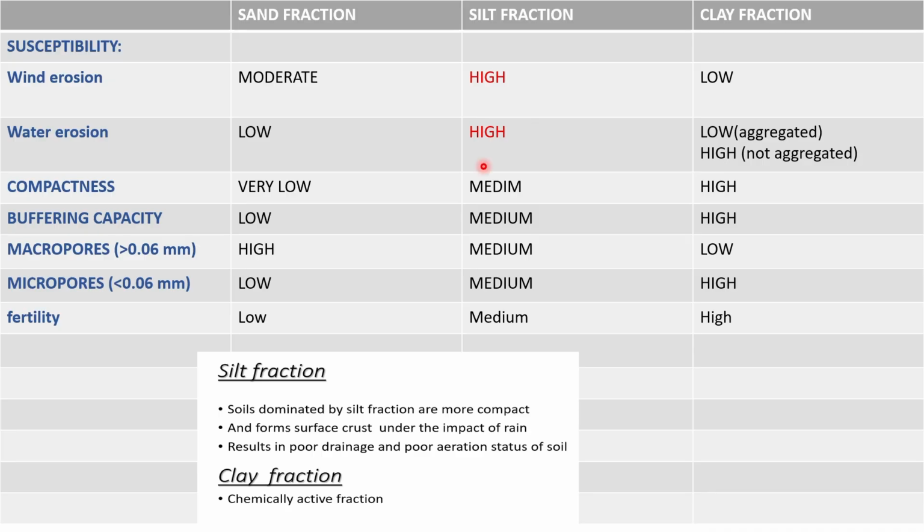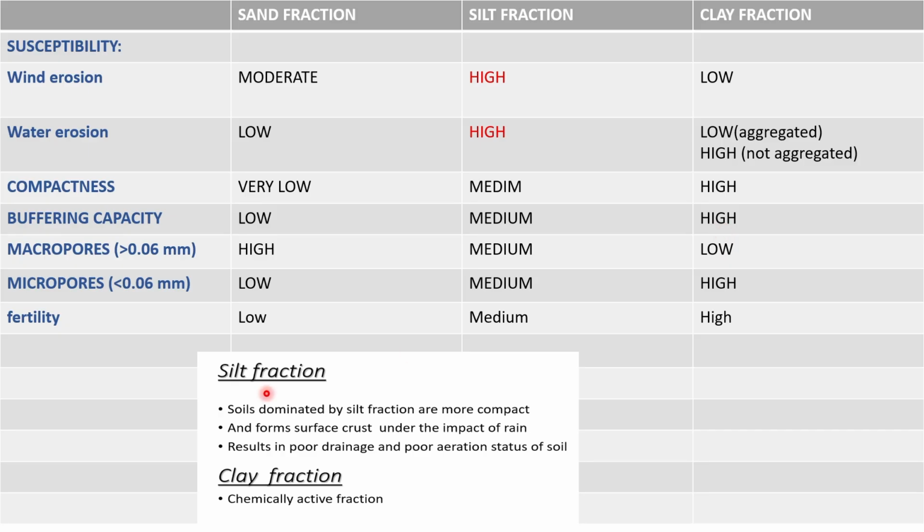Okay. Then properties like compactness, buffering capacity, macropores and micropores, they are medium. Fertility is also medium. So what is this buffering capacity? It is the ability of a soil to resist any changes in the pH. Like this clay fraction is a chemically active fraction. It is always chemically active. So it will have a high buffering capacity, due to many other reasons also.